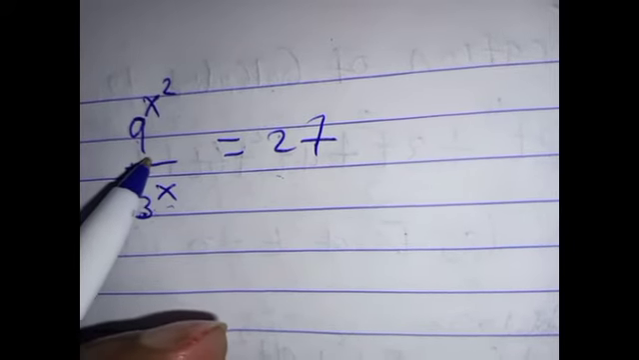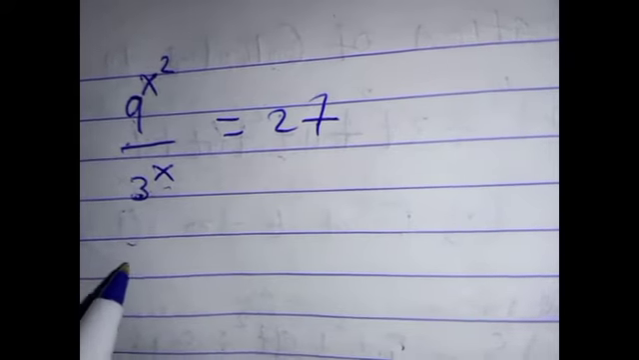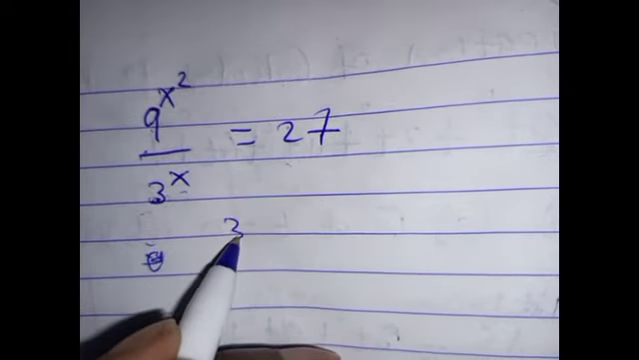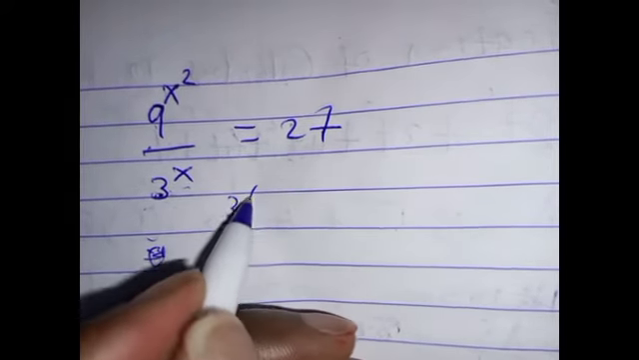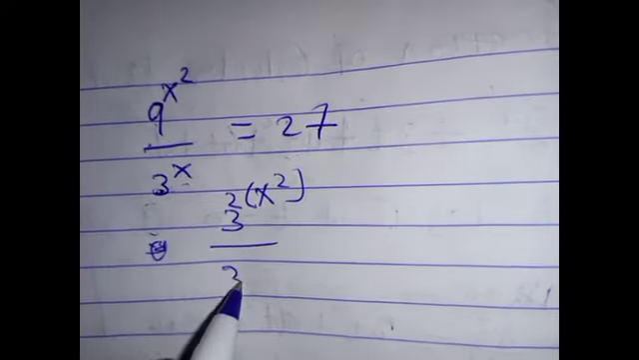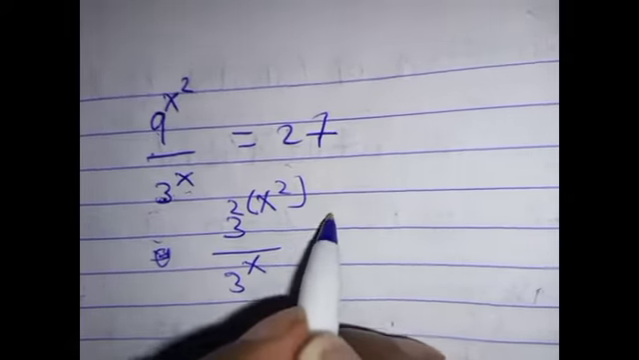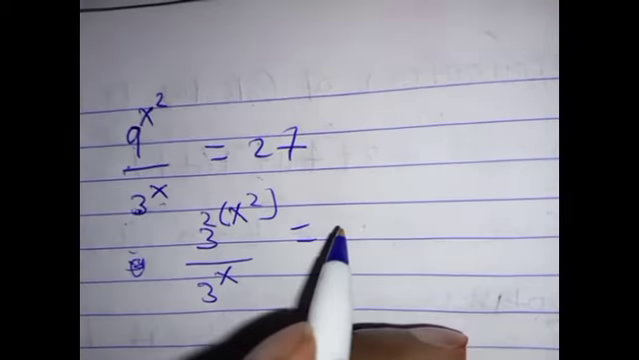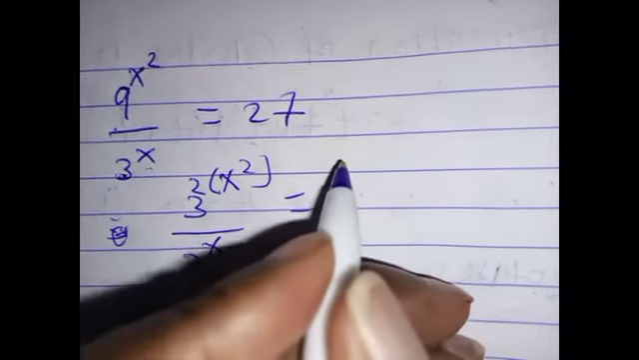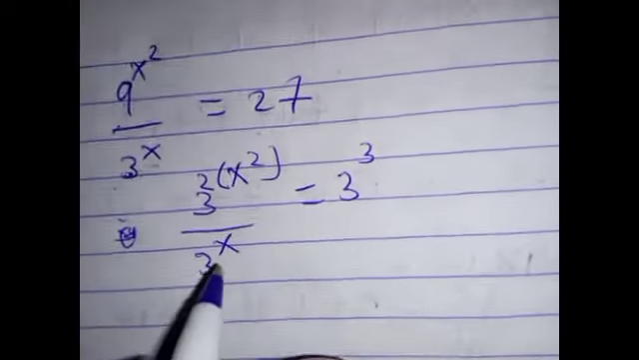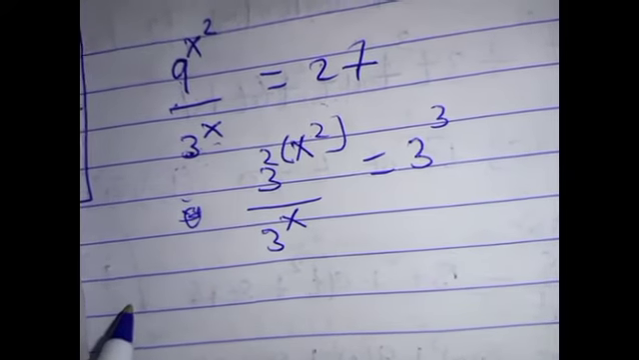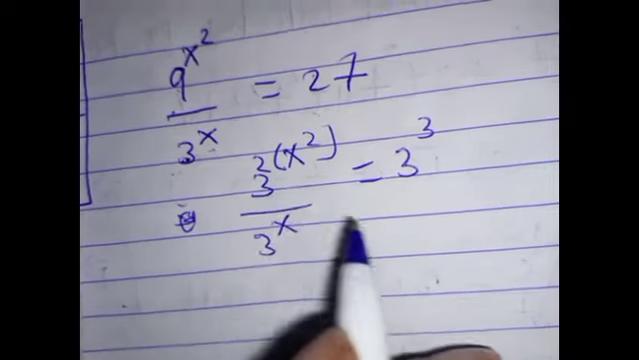We are going to write 9 in terms of factors. So 9 can be written as 3 power 2, x squared over 3 power x. Also 27 can be written in terms of factors of 3, which is 3 power 3. Then once we do that, the next thing we are going to do is to use the laws of indices.